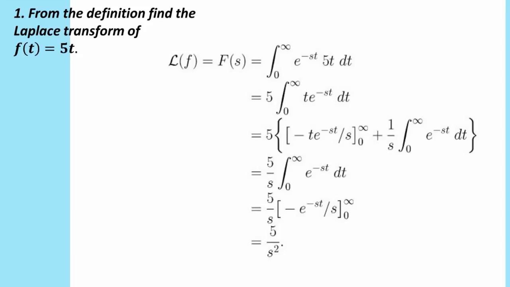We had f of t equals 5t, so if we want to work out the Laplace transform, we're going to just drop it in the formula up here with the integral. And you can see right down the bottom here we have actually ended up with a function in s, as we would expect. So if we return to the top, we can take the 5 out of the integral. And now we're faced with a classic integration by parts problem.